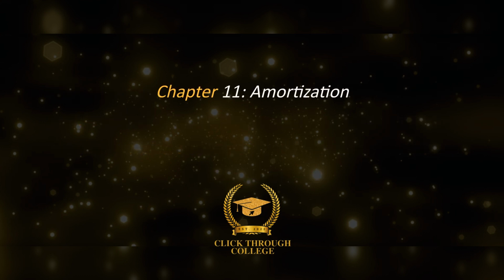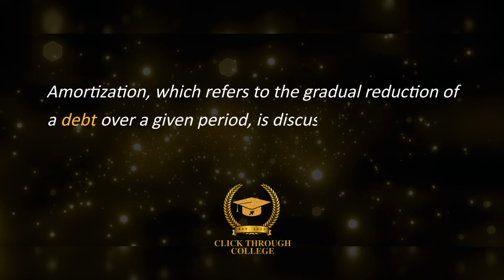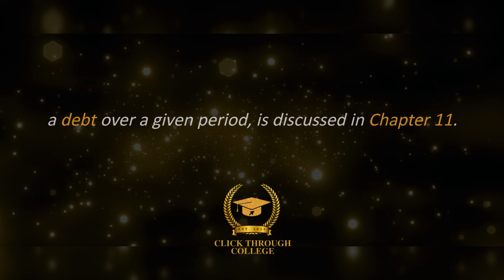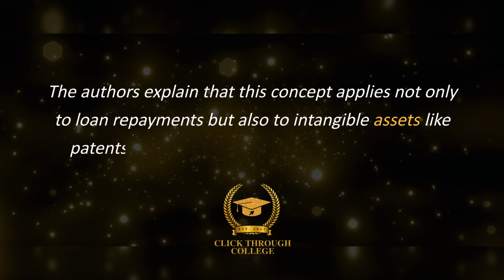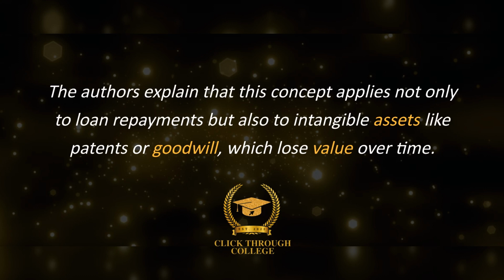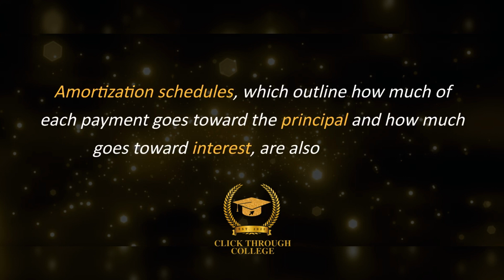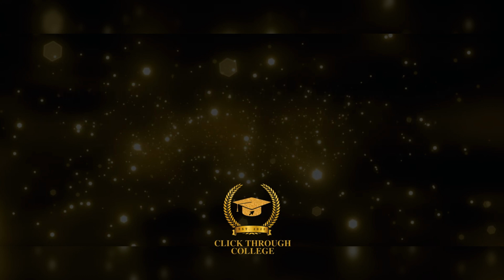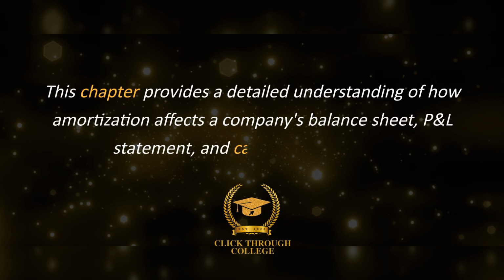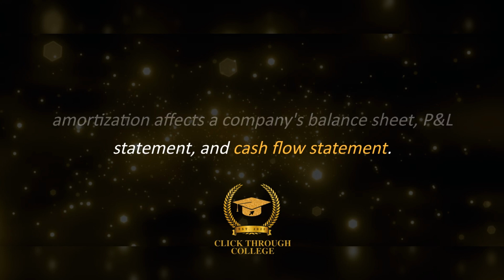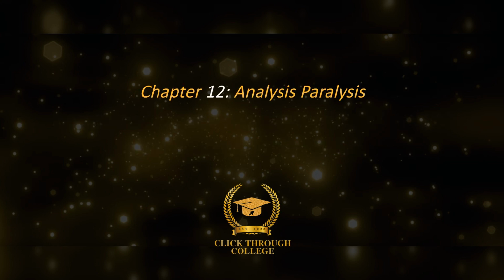Chapter 11: Amortization. Amortization, which refers to the gradual reduction of a debt over a given period, is discussed in Chapter 11. The authors explain that this concept applies not only to loan repayments but also to intangible assets like patents or goodwill, which lose value over time. Amortization schedules, which outline how much of each payment goes toward the principal and how much goes toward interest, are also introduced. This chapter provides a detailed understanding of how amortization affects a company's balance sheet, P&L statement, and cash flow statement.